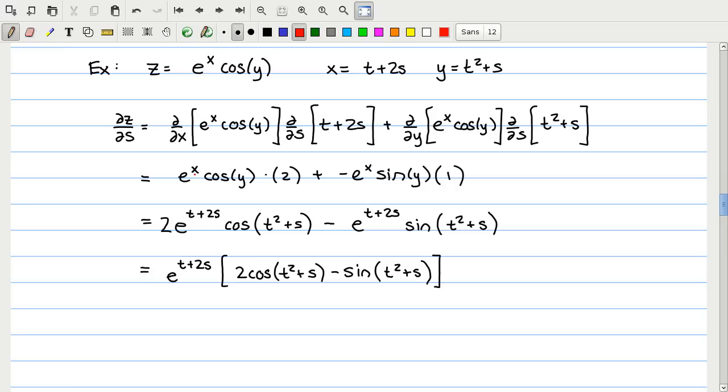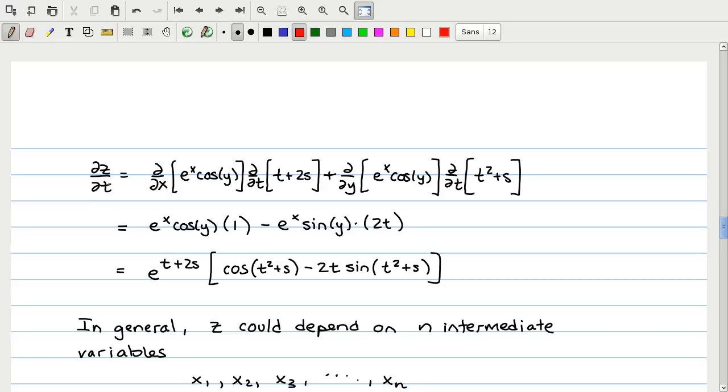I can replace my x with its actual definition, t plus 2s. I can replace my y's with t squared plus s. And then at the end of the day, there's a common factor of e to the t plus 2s. So I can write down a final result of taking a partial derivative with respect to s. Again, we see that this depends on two variables, t and s, and so it is properly a partial derivative rather than a full derivative.